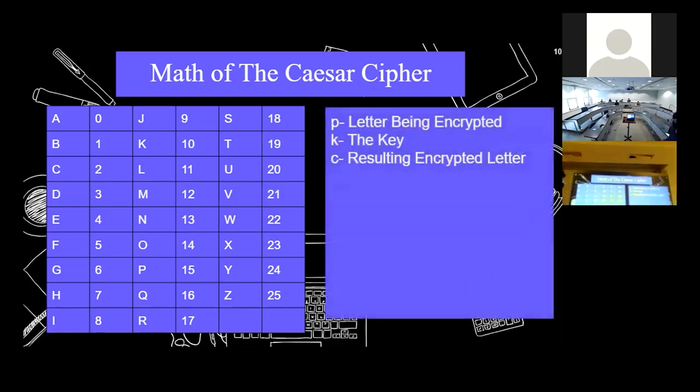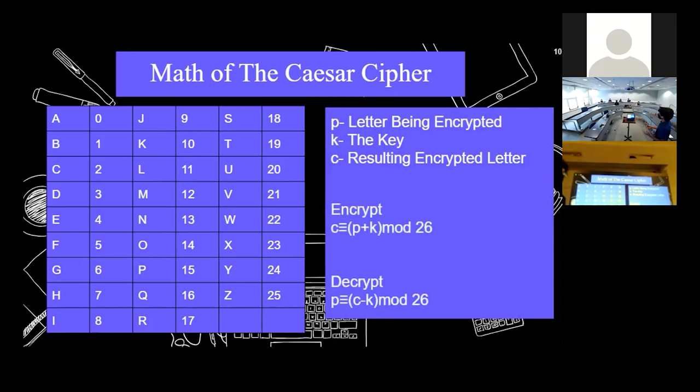Before we jump into equations, let's establish a few variables. Lowercase p is going to be our letter that's being encrypted. Lowercase k is going to be the key. That's our shift factor. So in the slide before, when we shifted our alphabet by 3, that means that lowercase k is equal to 3. And our lowercase c is going to be the resulting encrypted letter. It's whatever is spat out. So when we put in E and we got B, that was our encrypted letter.